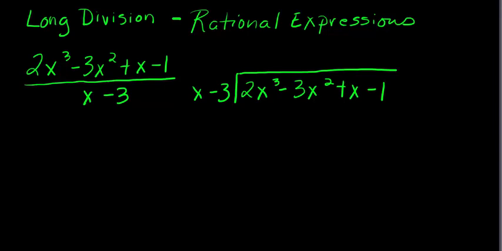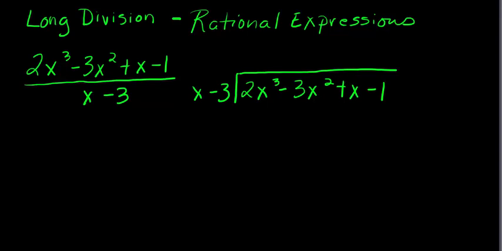We are given a rational expression that is 2x^3 - 3x^2 + x - 1, and we want to divide that by x - 3. So to do this, we are going to need to use long division.